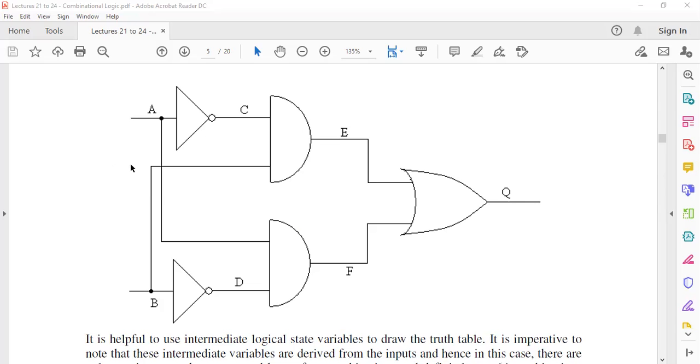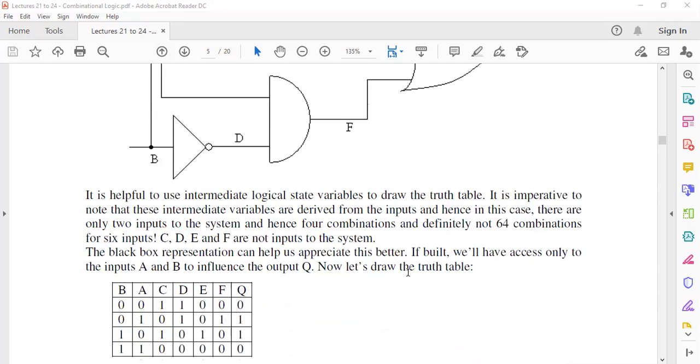So let's take this example here where you have A and B as inputs, and what you have as output is Q. What is written here as C, D, E, F are not actual inputs or outputs, they are intermediate states that we label so that we can construct the relationship between A, B, and Q. Since you have two inputs, we have 4 combinations as we've seen earlier.